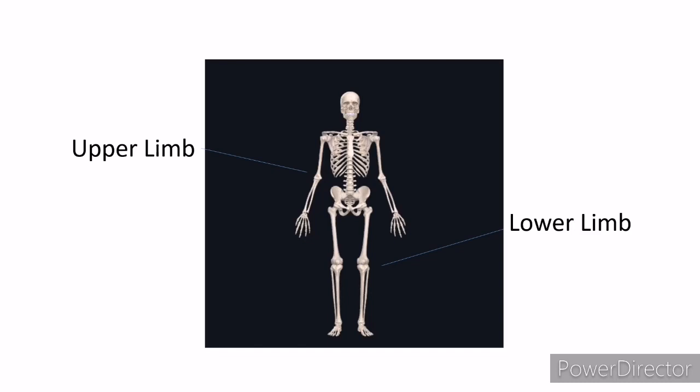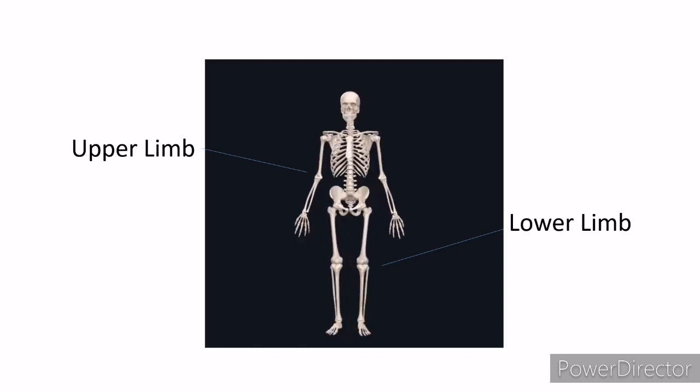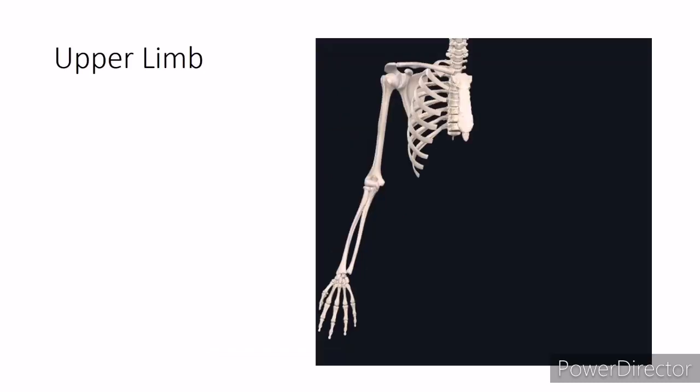Going back to our anatomy, it is composed of the upper limb and the lower limb. The upper limb is divided into the arm and the forearm, while your lower limb is composed of the thigh and the leg. Now, we will talk about the shoulder and the arm. The upper limb.